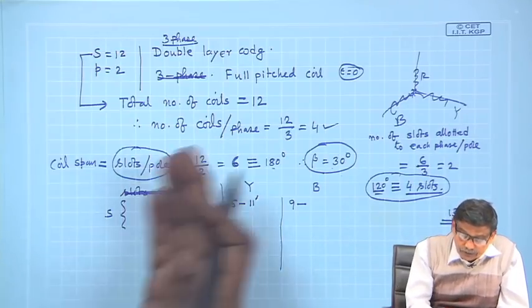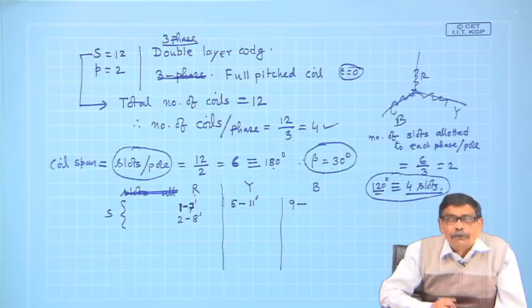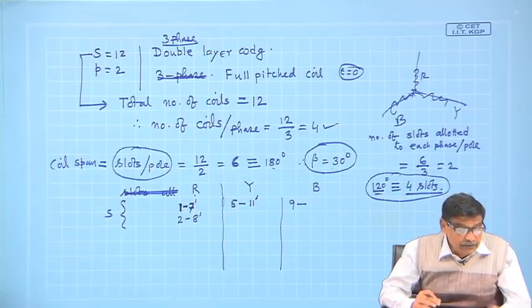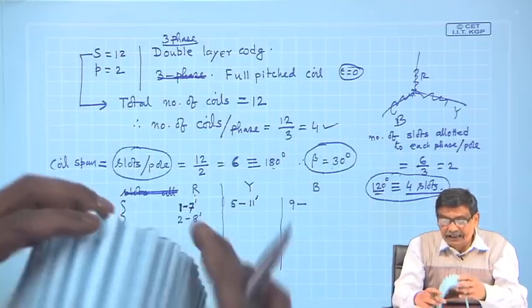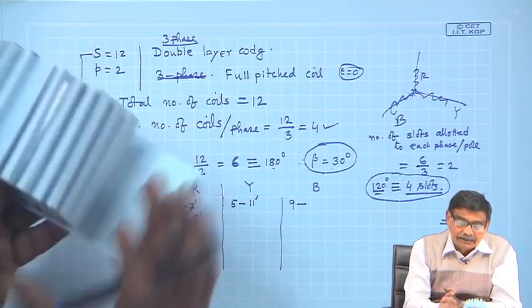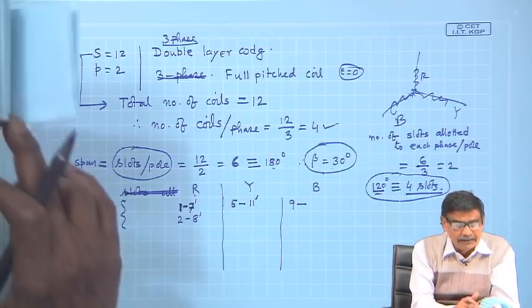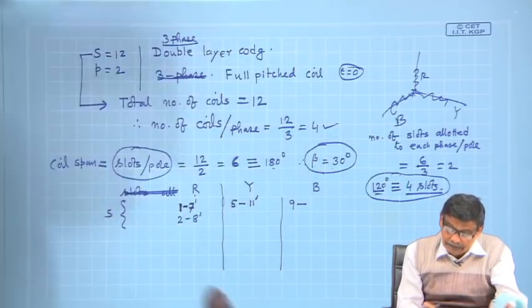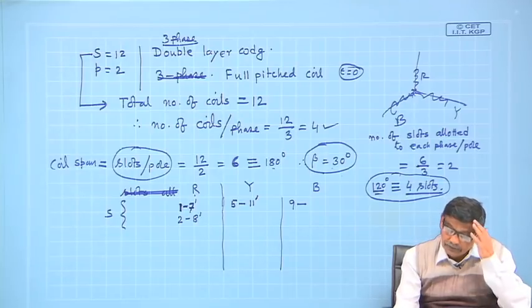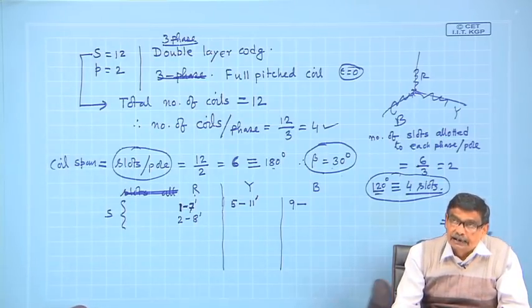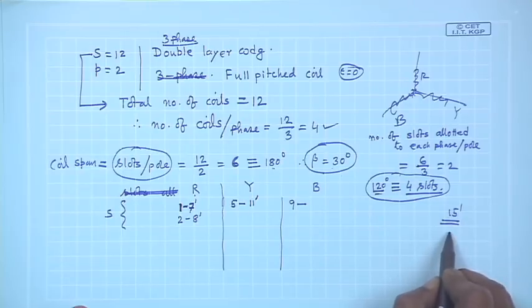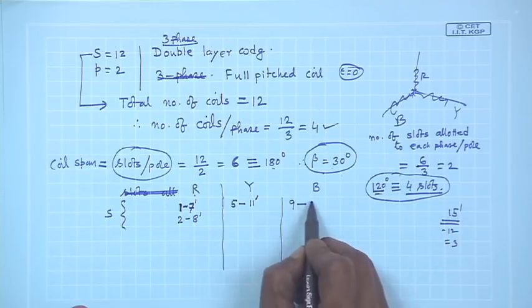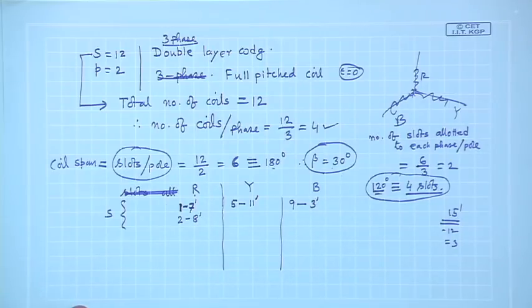But 15 dashed is nowhere, because there are only 12 slots, what to do? Because you see, I told you, it is a round machine. So, 1, 2, if you start from here, reach here 12, then after that once again 1 starts. So, 15 dashed means you subtract 12 from 15, whatever number you will get, 15 minus 12, that is 3. So, it should be 3 dashed. Got the point?